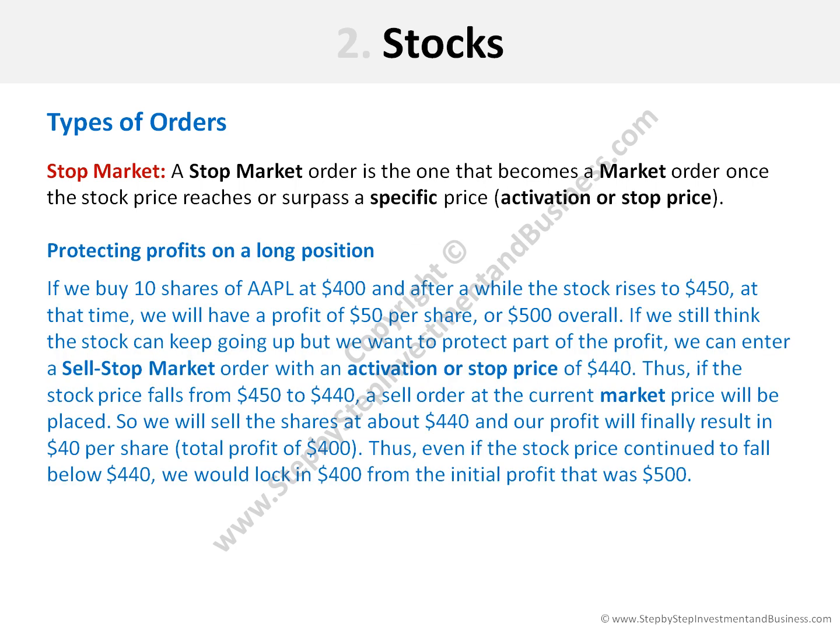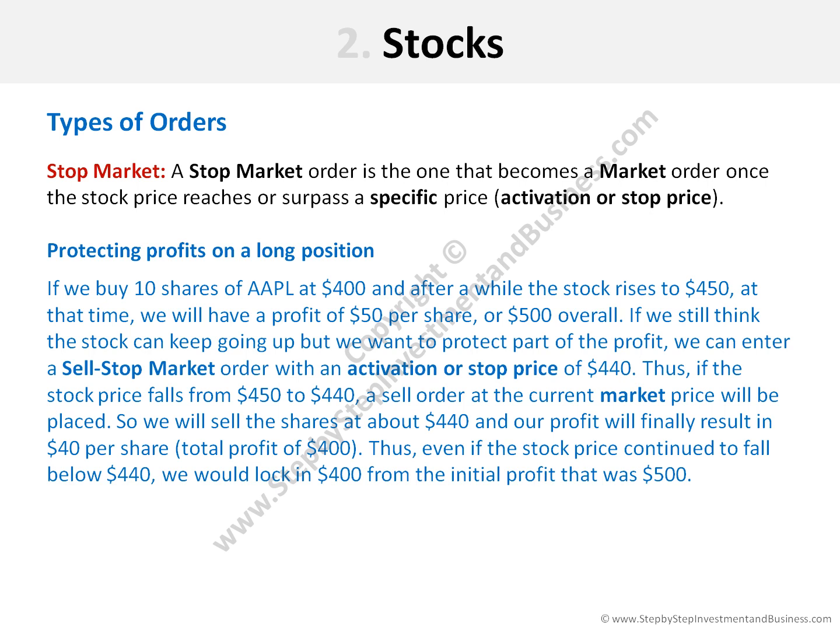Now, let's see an example of the use of this type of order in the case we would like to protect profits on a long position. If we buy 10 shares of Apple at $400, and after a while the stock rises to $450, at that time we will have a profit of $50 per share, or $500 overall. If we still think the stock can keep going up, but we want to protect part of the profit, we can enter a sell stop market order with an activation or stop price of $440.